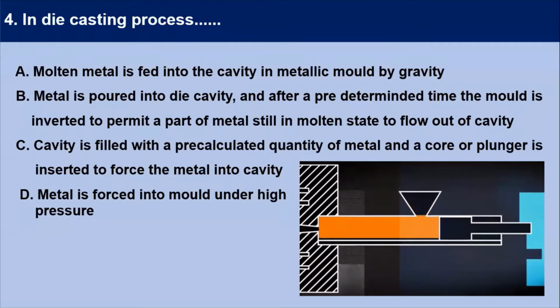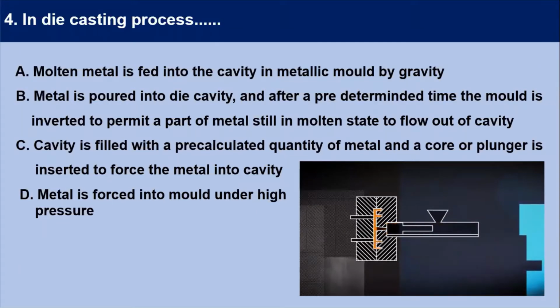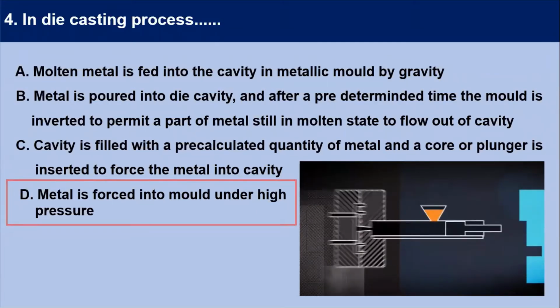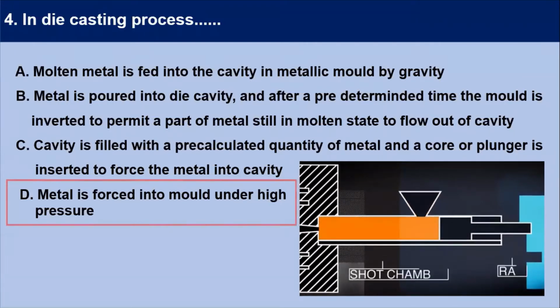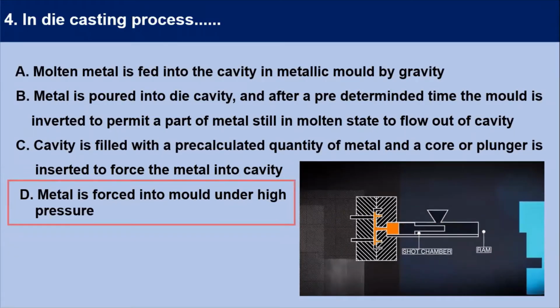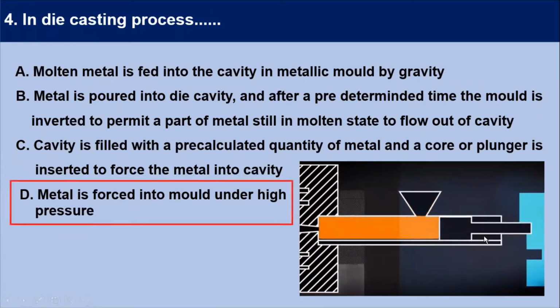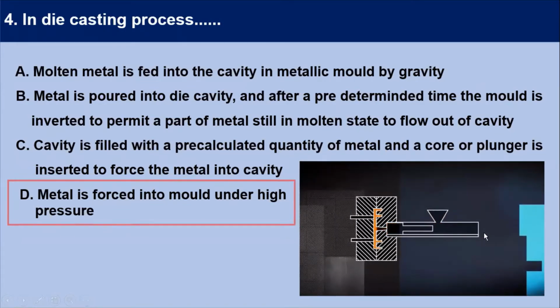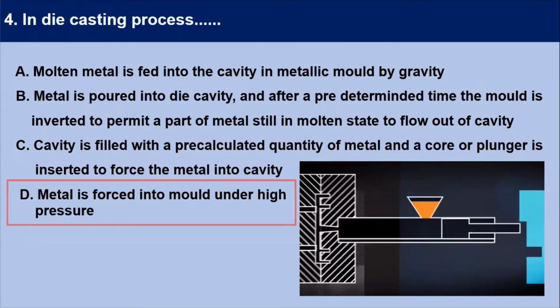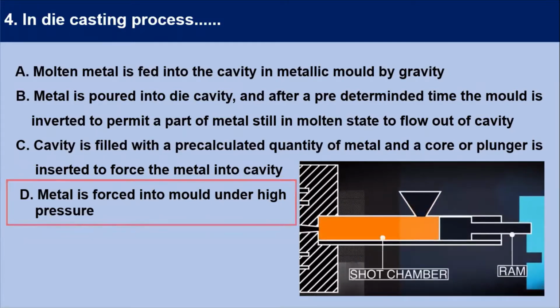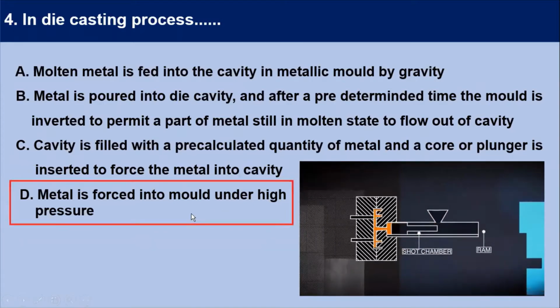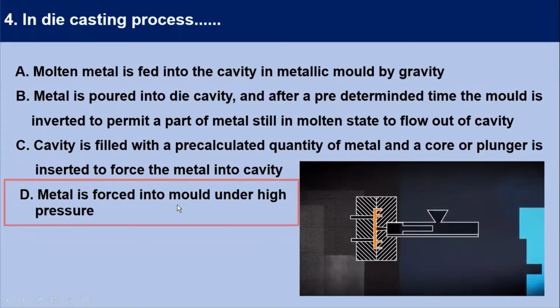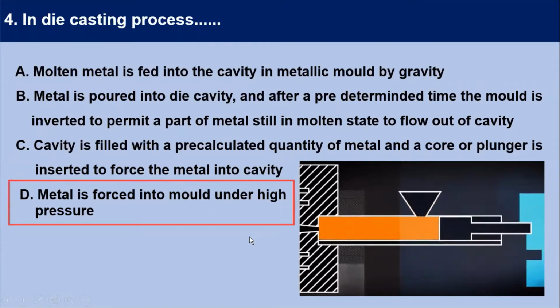Next question. In die casting process, metal is poured into the die cavity, okay? And then the metal is forced into the mold under high pressure with the help of this ram. You can see in this diagram, this ram is connected to the piston, and that's why we can apply a high pressure. And that's why in this case our answer is metal is forced into a mold under high pressure.